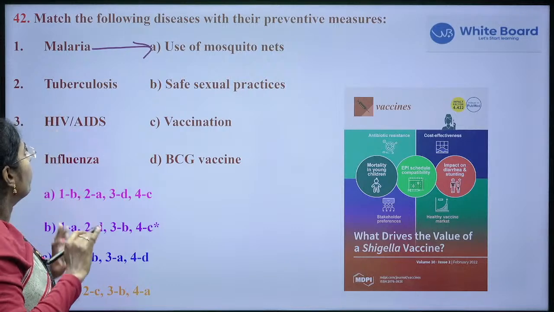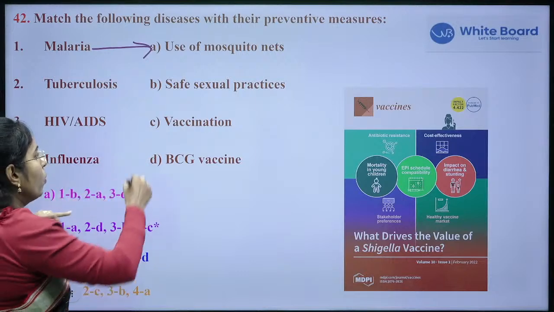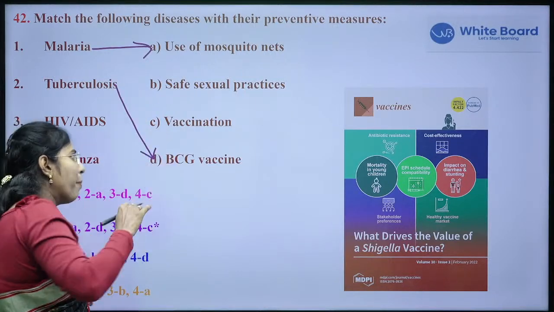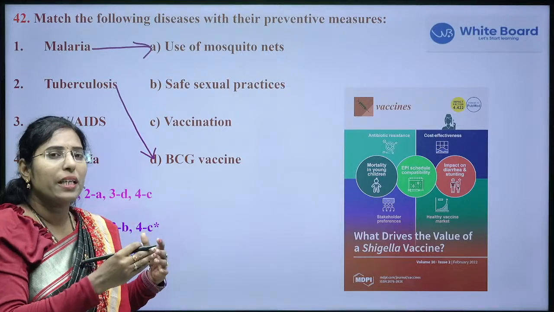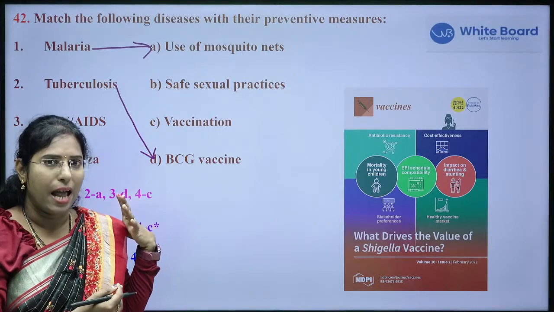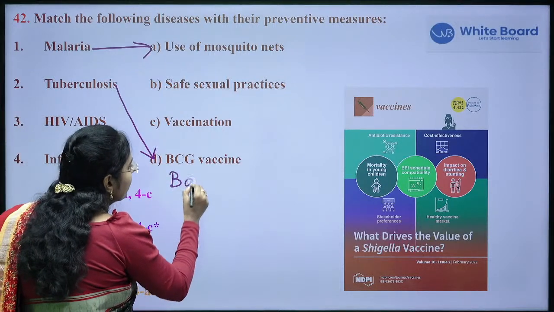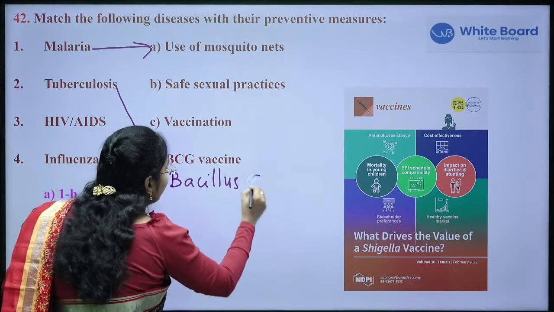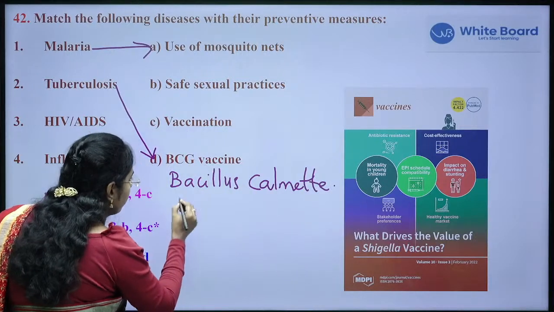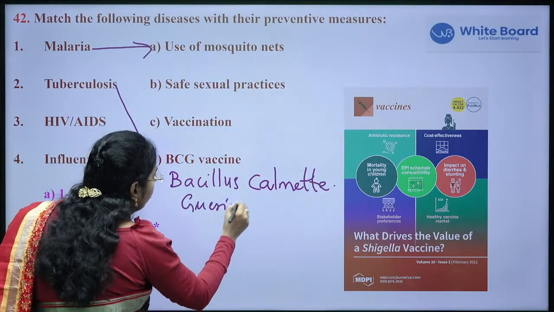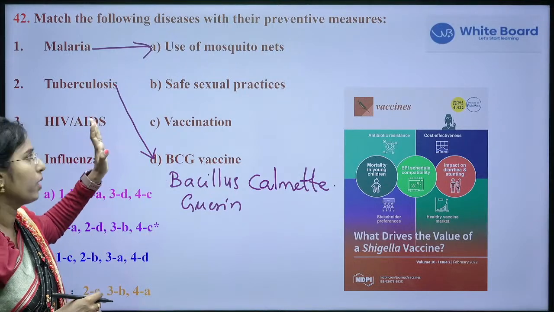Tuberculosis. For tuberculosis we go for the BCG vaccine. Within 28 days of the birth of a child, they give the BCG vaccine on the left hand. This BCG vaccine is nothing but Bacillus Calmette-Guerin, named after the scientists who discovered it. This vaccine is helpful in preventing tuberculosis.